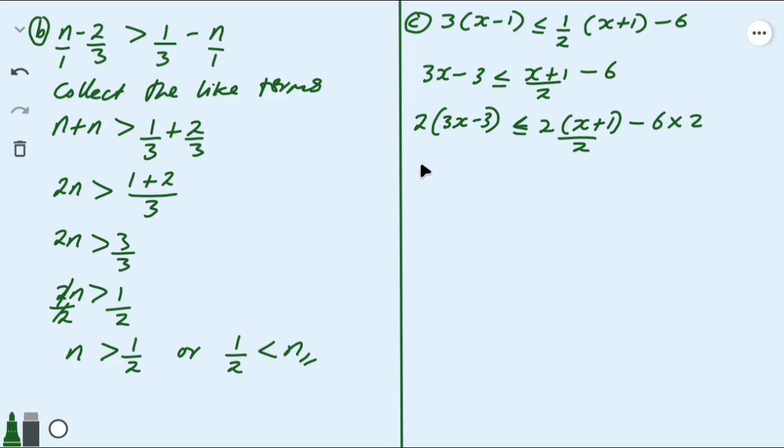Now we proceed by saying 6x minus 6 less than or equals to 2. We cancel out 2 here. So we have x plus 1 minus 12. The next thing we need to do is to collect the like terms.